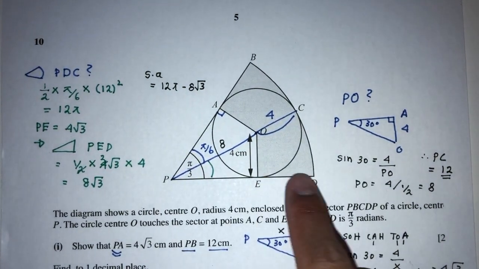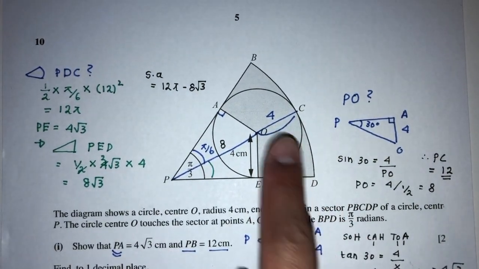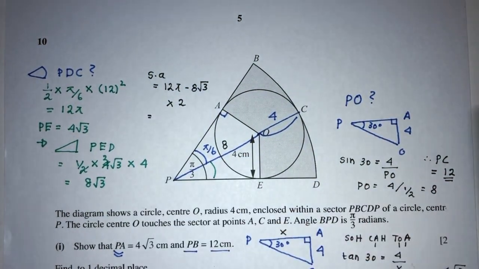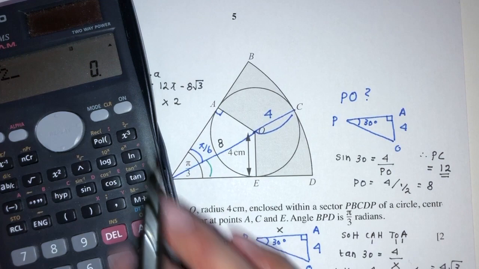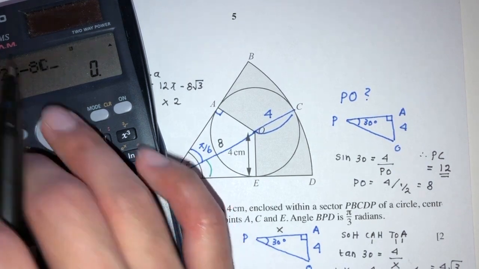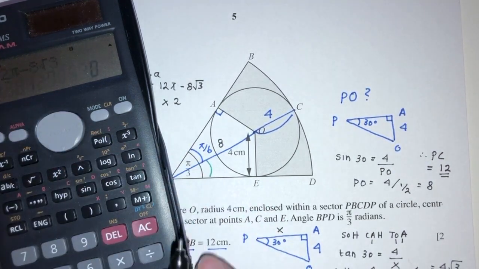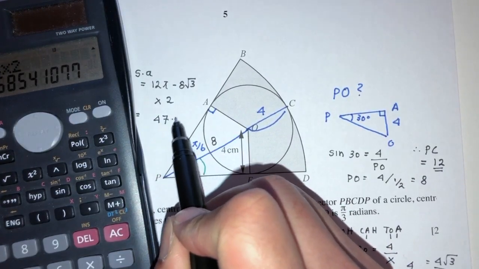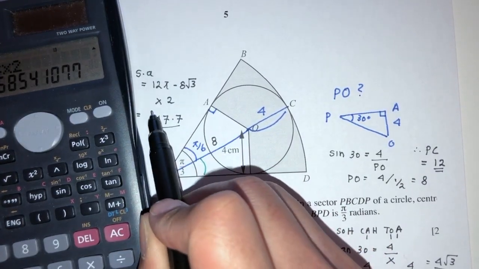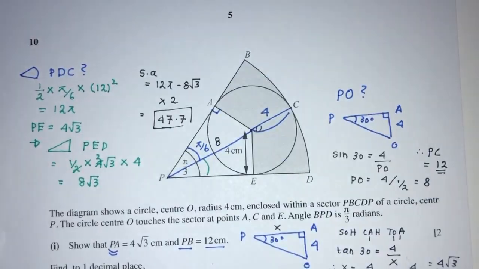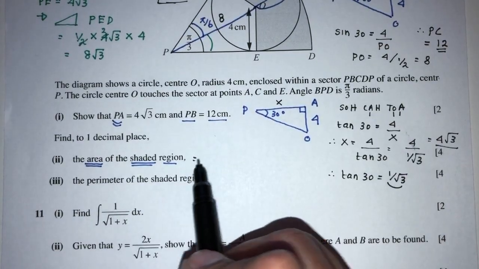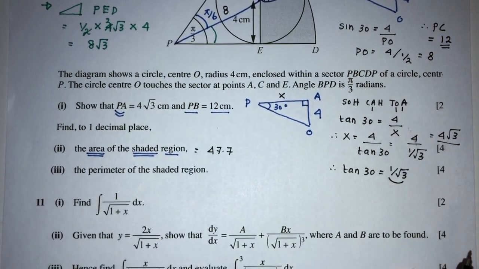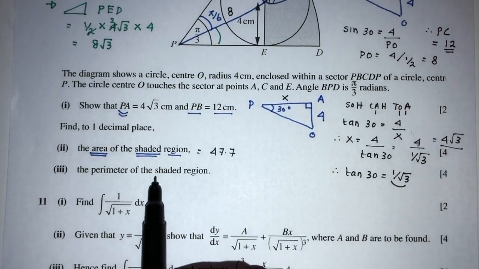Now this is only for this side, and we know this side is the same as this, so we just have to multiply by 2 to find the area. So 12 pi minus 8 root 3 times 2, that should be 47.7, correct to 3SF for the area of that region. Okay, so this is for part 2 of the question. Now let's move on to part 3 of the question. So we have to find the perimeter of the shaded region.